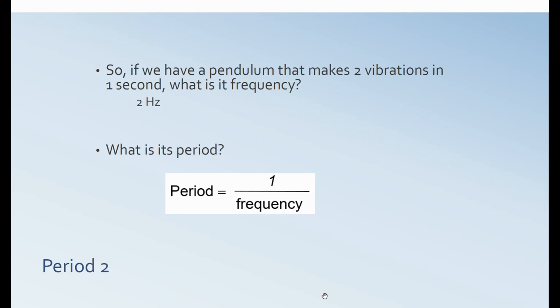And we can go back and check this out. If the period is 0.5 of a second, or half a second, how many times in a second can this wave occur? We can see it can occur twice, 2 vibrations, 2 hertz.